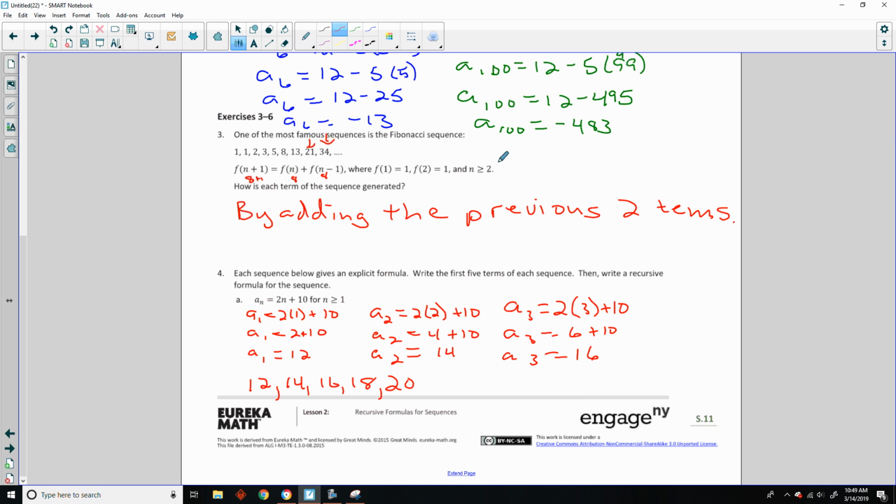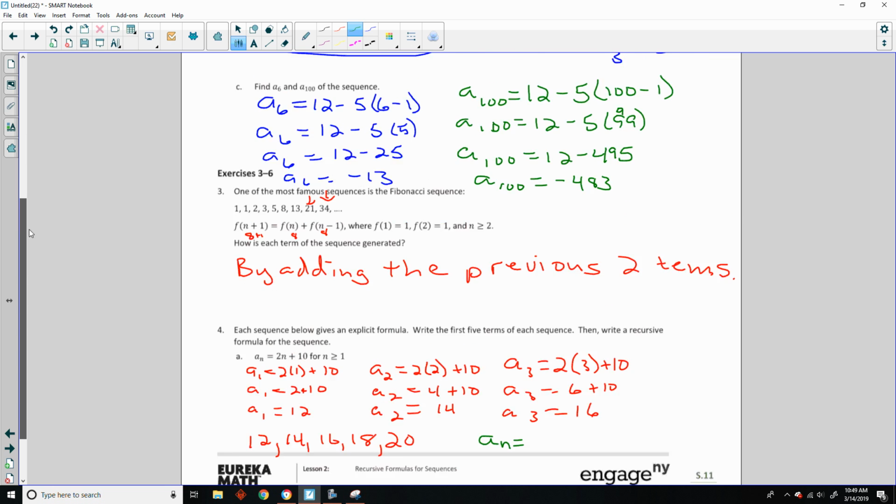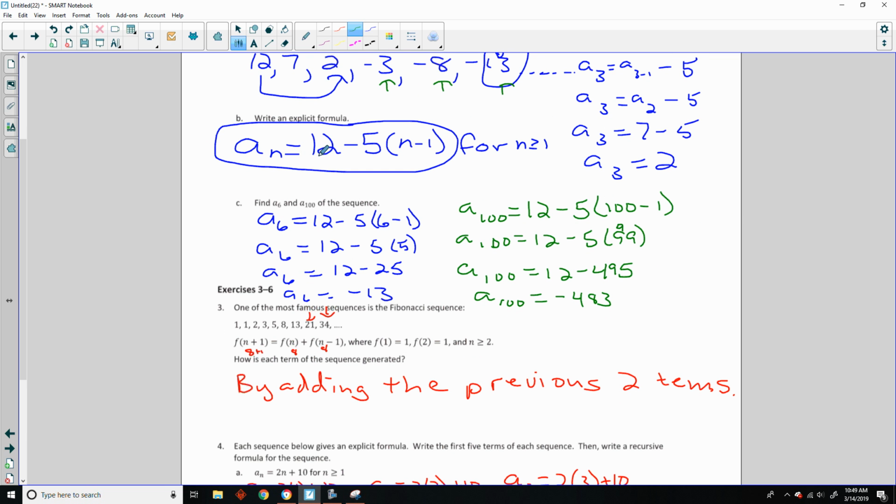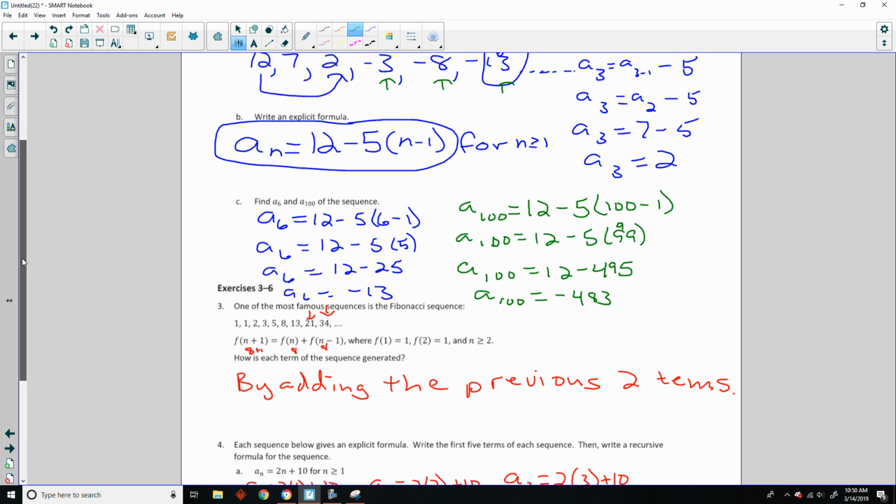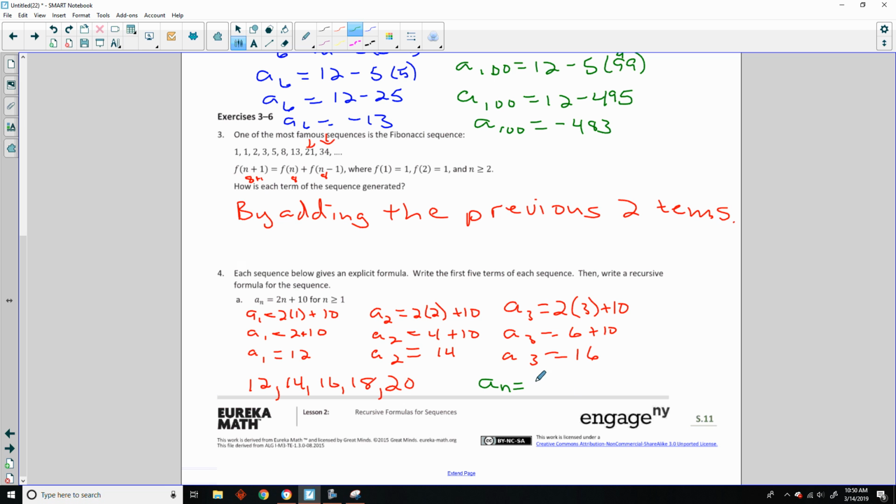Then write a recursive formula. Okay, so the recursive formula would be a sub n equals. And what do recursive formulas look like? Well, if we looked up here, it is the first term and then what we're doing to get the next term. So I would say a sub n equals 12 plus, and then what are we doing to n each time? 2 times the previous term.